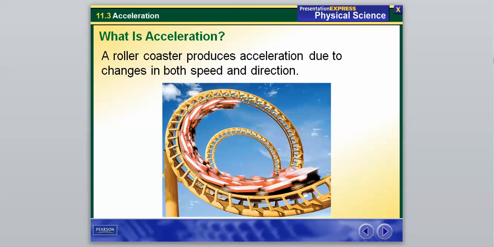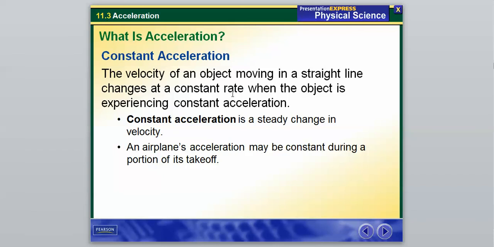To wrap this one up, we're going to talk about one more specific type of acceleration. It's called constant acceleration. So make sure you write constant acceleration down somewhere. That's when the velocity of an object moving in a straight line changes at a constant rate. So it's just a steady change in velocity, a predictable change, like you're moving up in steady increments. It's not like all of a sudden I'm going to increase 30 miles per hour and then slow back down. It's a steady increase of maybe 3 or 4 miles per hour over a long period of time.